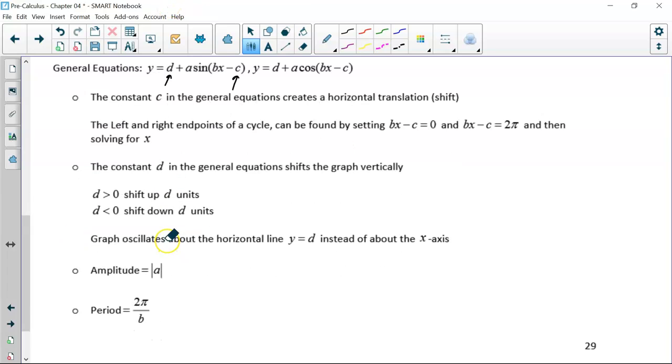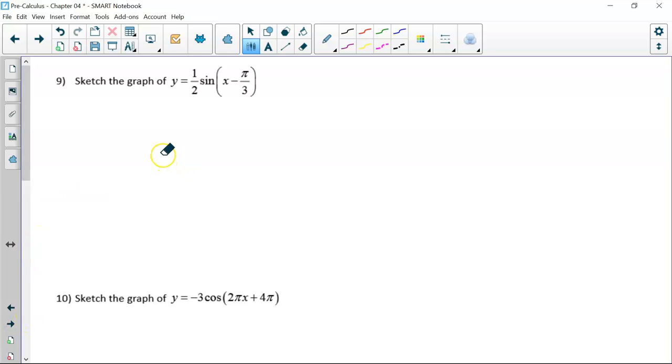So now, everything else still remains the same. So let's go right to an example. Problem number 9. So looking at number 9, we're sketching this graph. So our amplitude here is 1/2. Now, the period. We do the same thing we've been doing. It's going to be 2 pi divided by what's in front of x, and what's in front of x is 1, so our period still stays 2 pi.